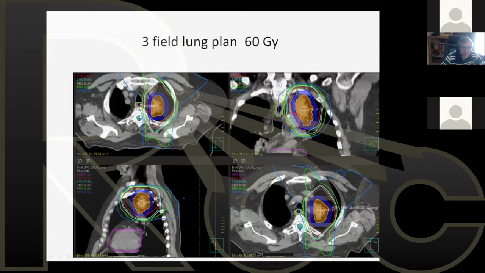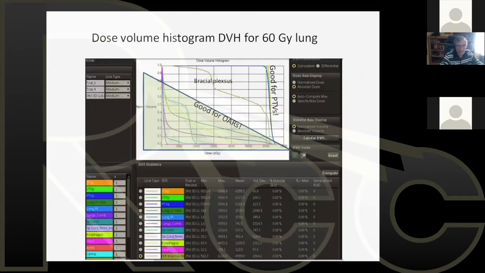Contoured would be the spinal cord and a margin around the spinal cord. And also the esophagus is contoured. And below here, you see the heart is contoured. So we look at objectives to the tumor, constraints to the organs at risk.